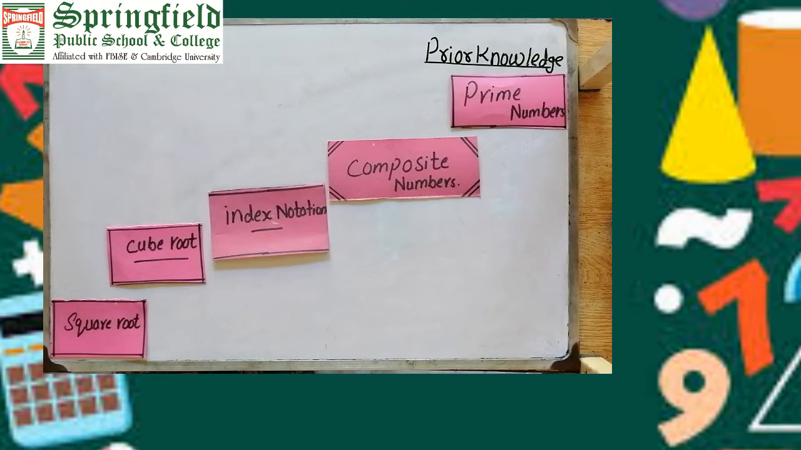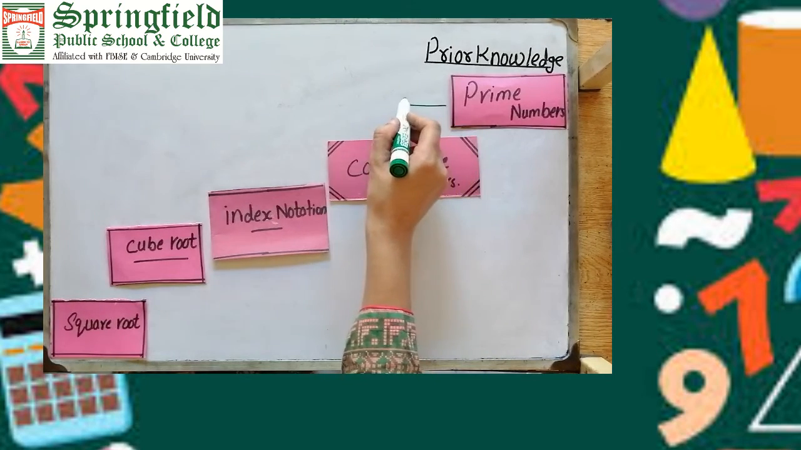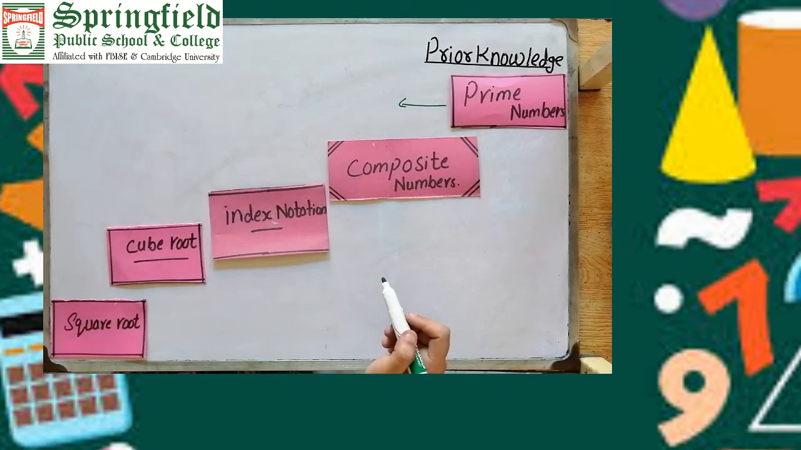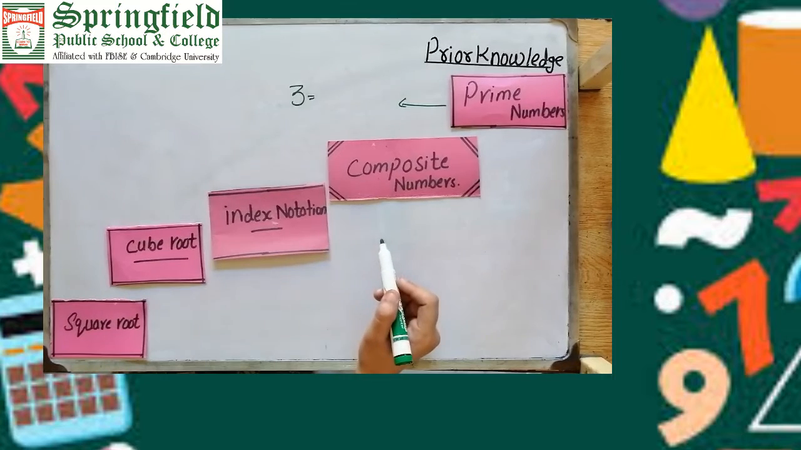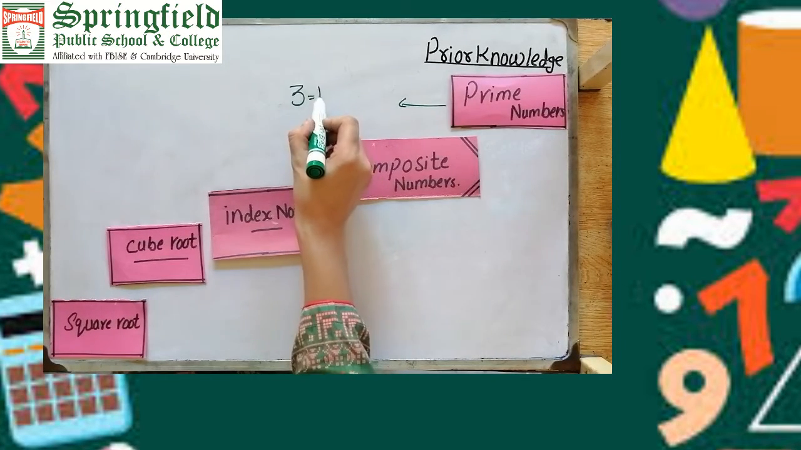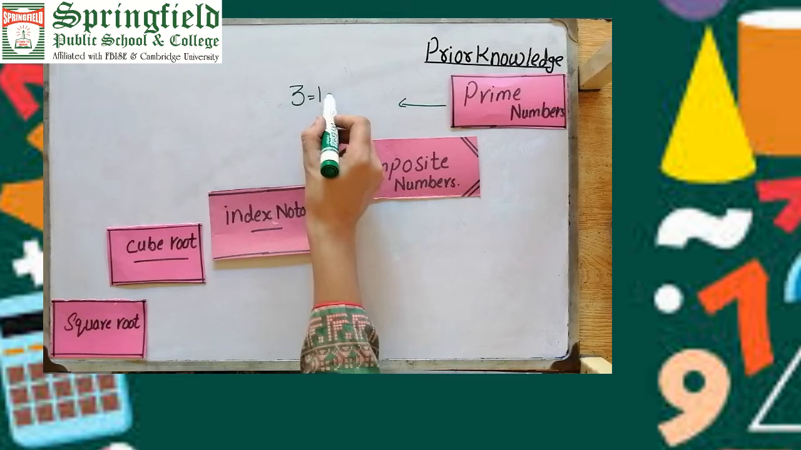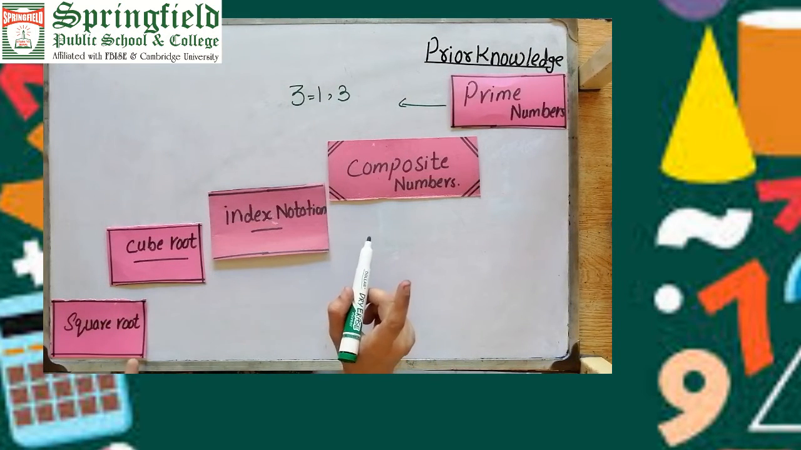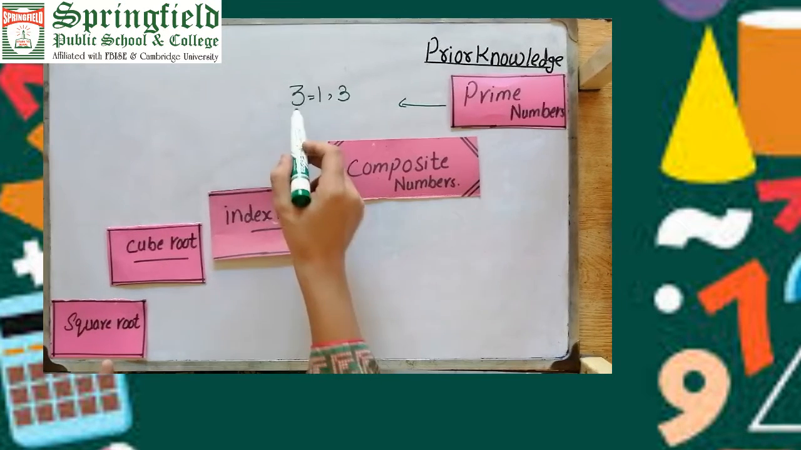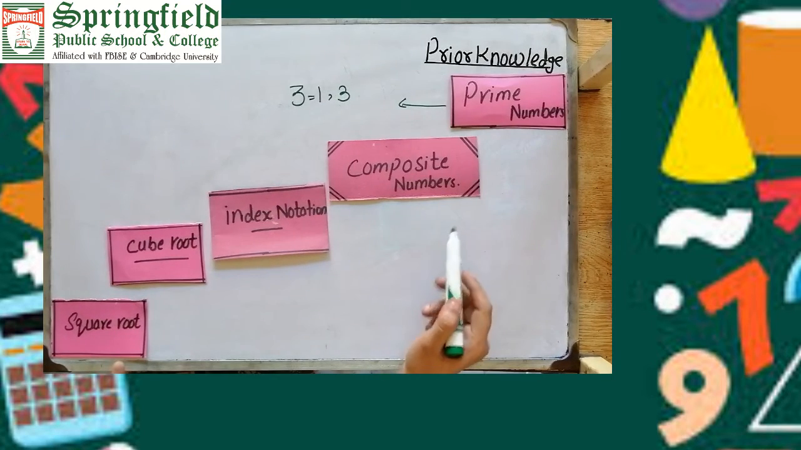Prime number: a number that has only two factors, that is, it comes in table 1 and itself. That type of number is called a prime number. Let a number be 3. How many factors does 3 have? 3 comes in table 1 and itself, so 3 has only 2 factors. That's why we will say that 3 is a prime number.